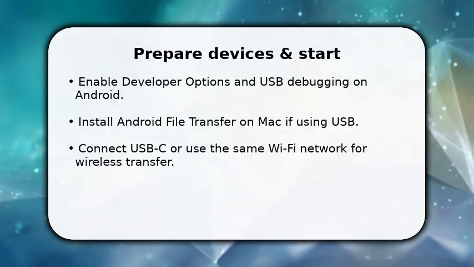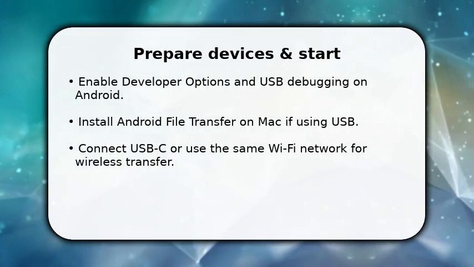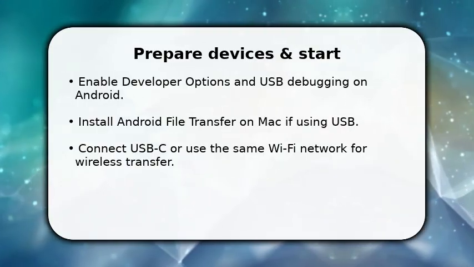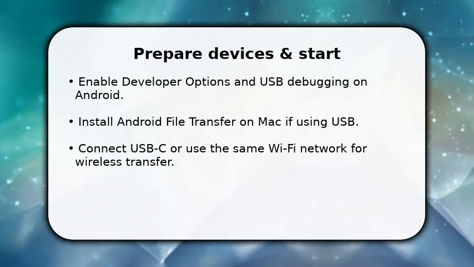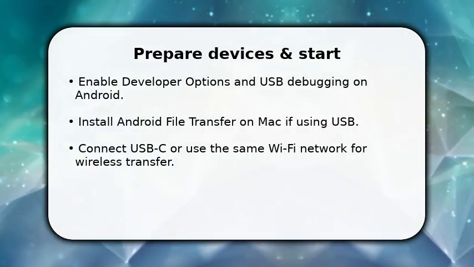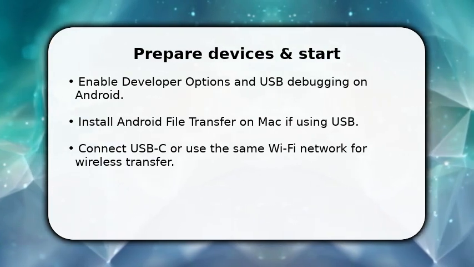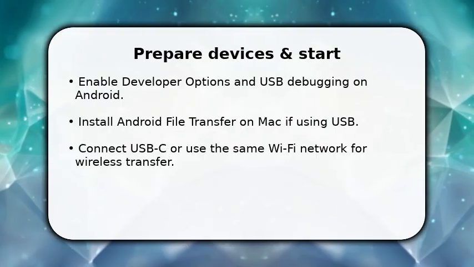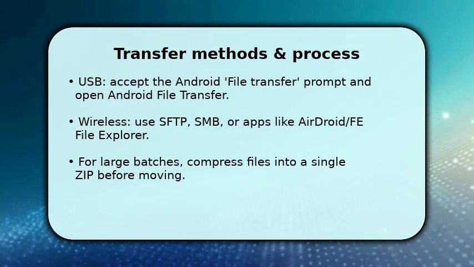If you prefer wireless, make sure both devices share the same Wi-Fi and install an SFTP or FileShare app on Android. Connect the cable or open the app now, because that initial handshake lets the systems recognize one another and proceed to listing files. You choose a method.